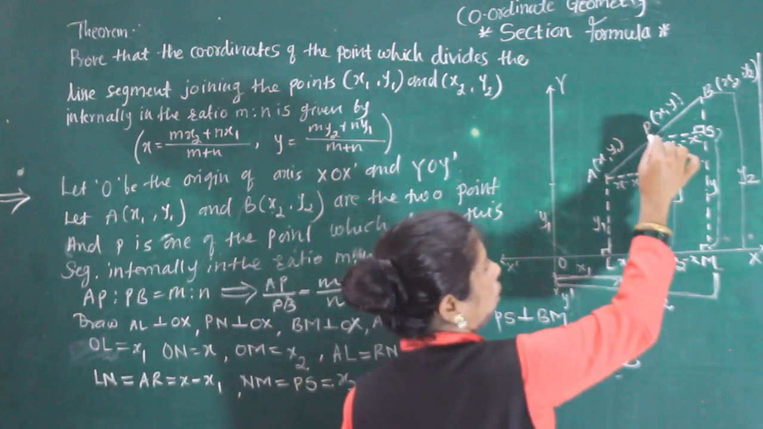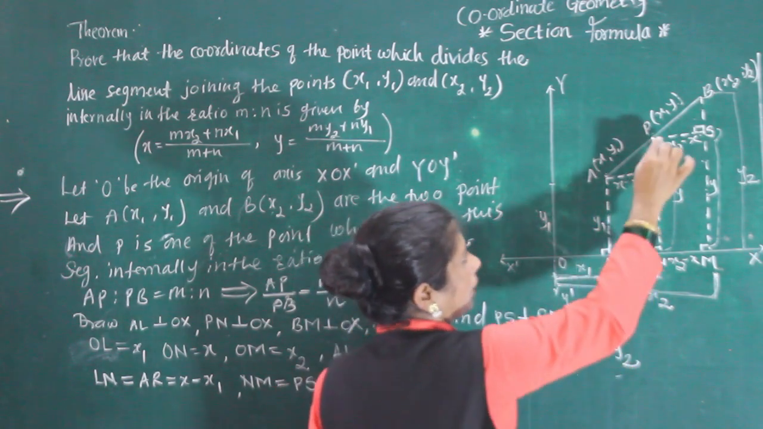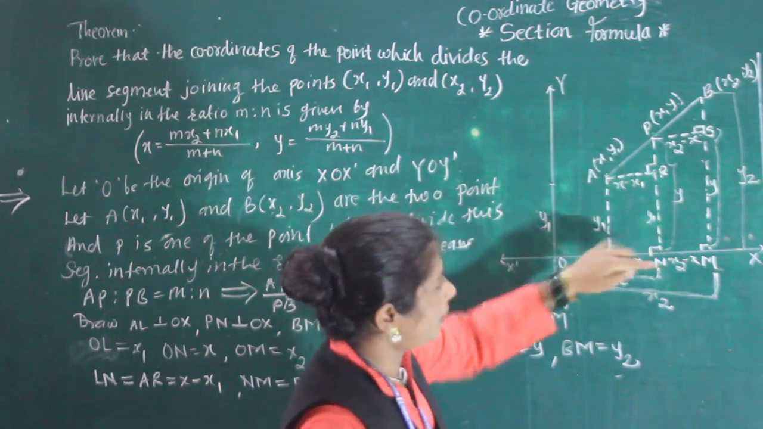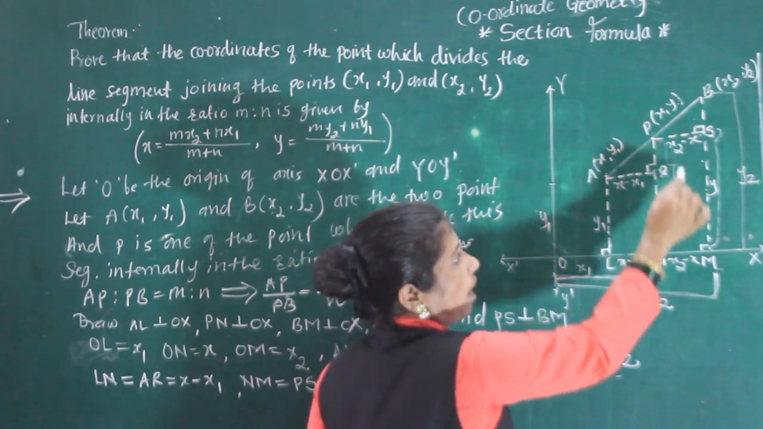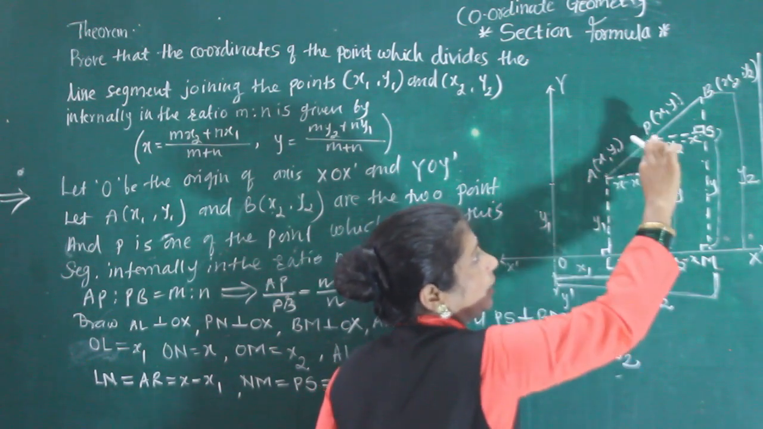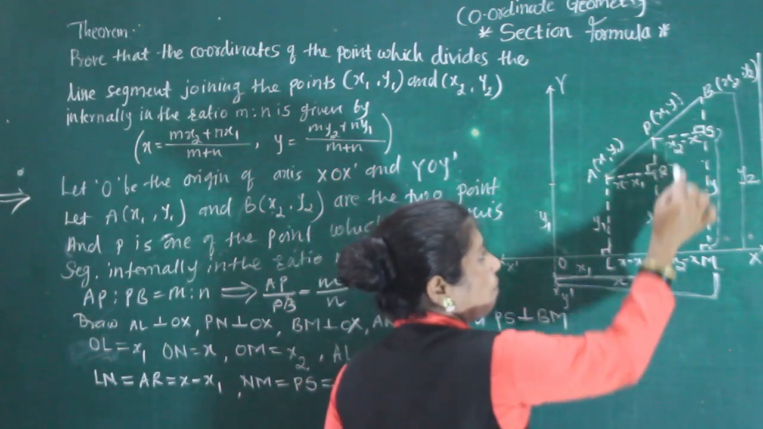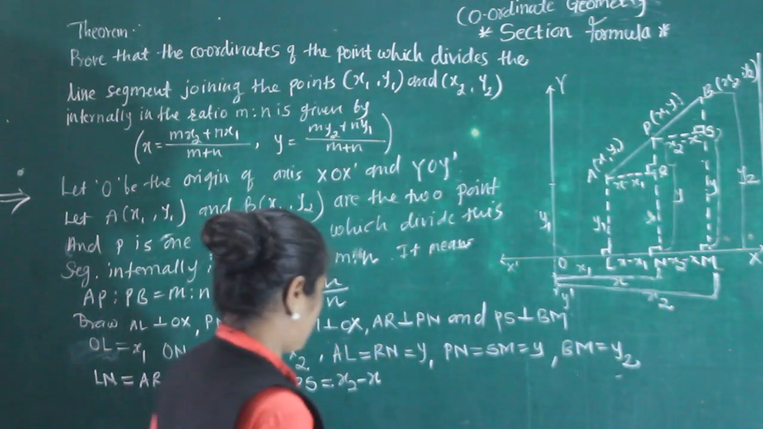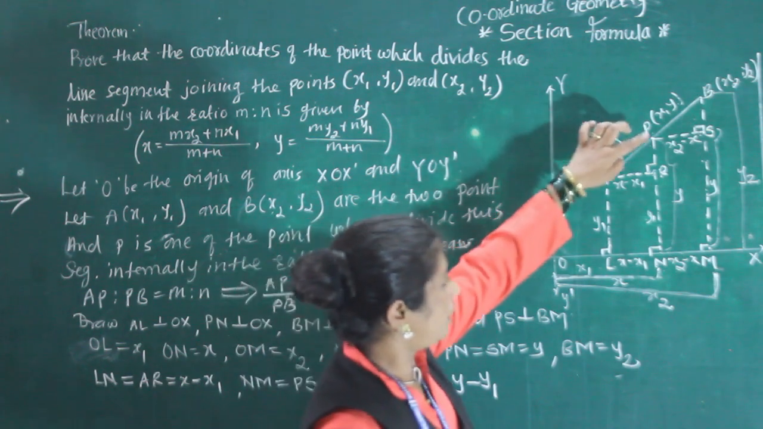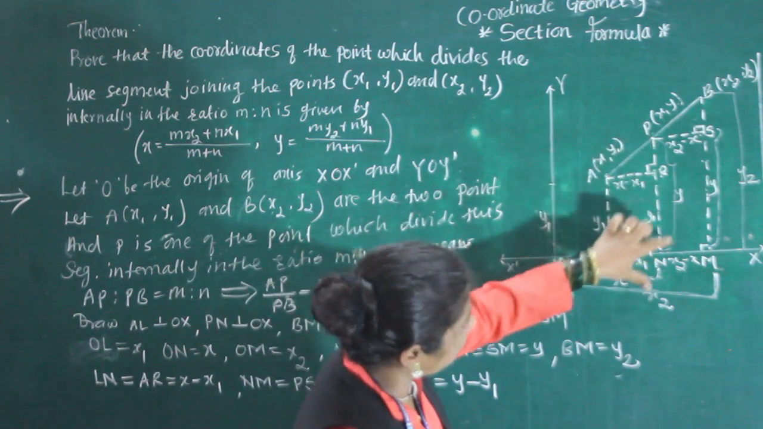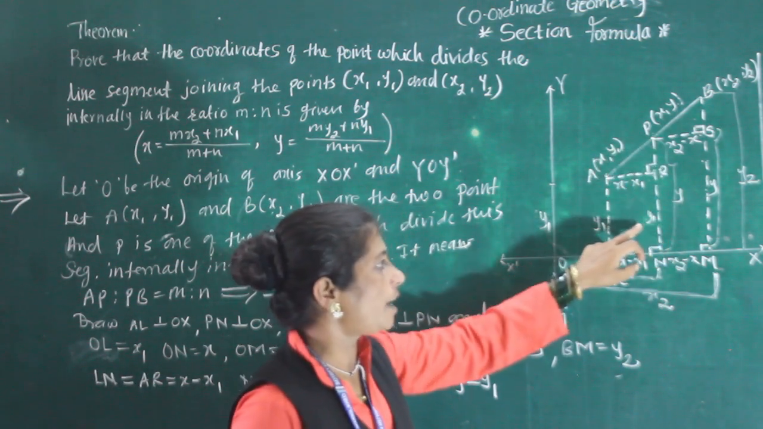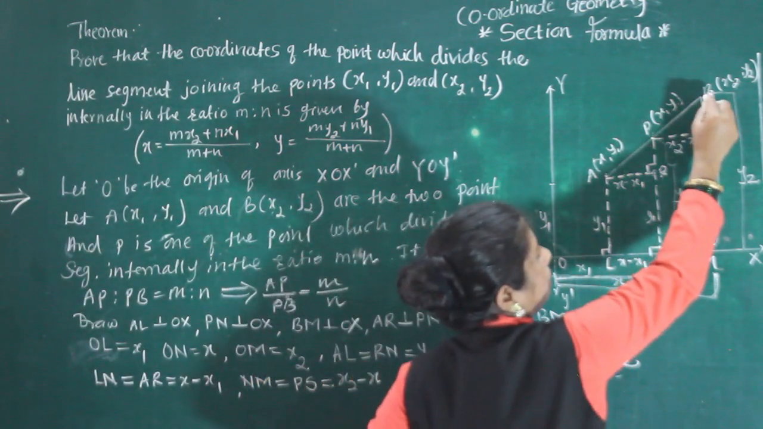Similarly, you will find the distance of PR. How can we find this PR? See, the total distance PN is Y, and RN is Y1. If you subtract this from the total distance, you will get PR, correct? So PR equals PN minus RN, which is Y minus Y1. And here we will find the BS distance.